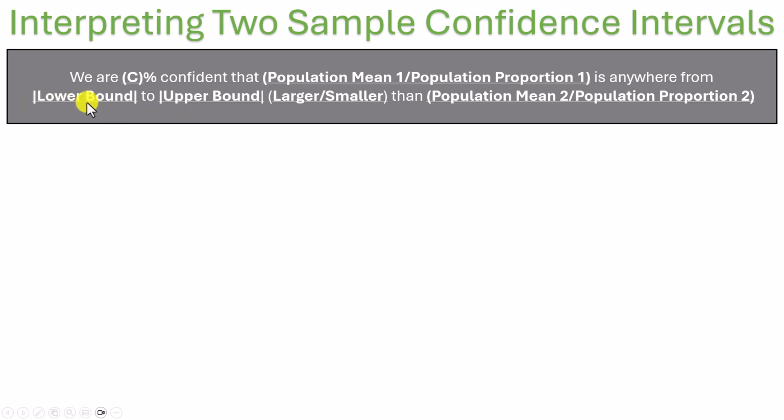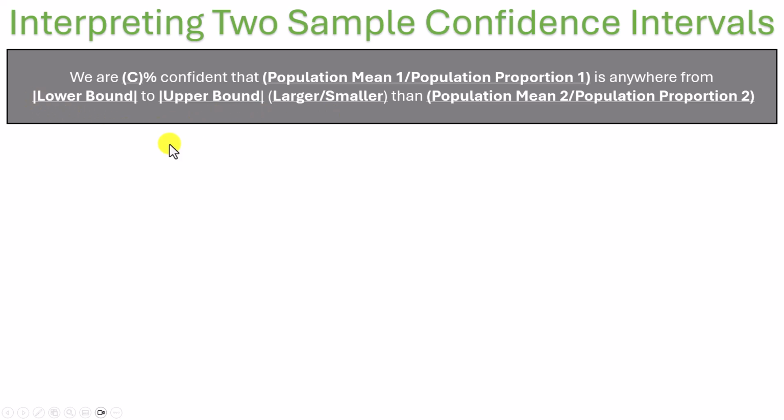Now, the reason why we have the absolute value or positive version of the upper and lower bounds here is because the word larger or smaller is going to be doing the work of the positive or negative sign. So if you have positive upper and lower bounds, that means you are C% confident the first mean, or first proportion, is larger than the second, so you'd say larger. Or if you had negative upper and lower bounds, then you would say smaller. Now, if you end up having different signs, which won't happen that often in this class, like maybe you have a negative and a positive for your lower and upper bounds, then you'd have to kind of distribute these different terms. So it's not really a perfect template here.